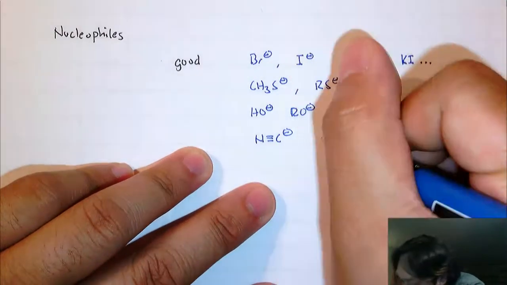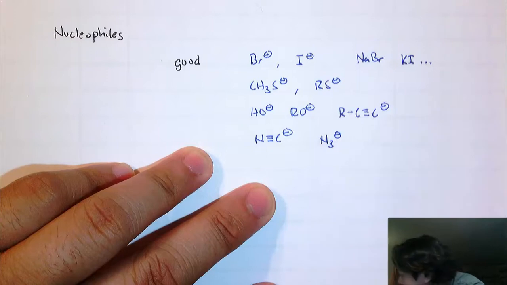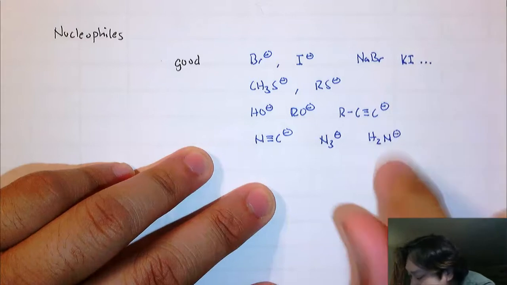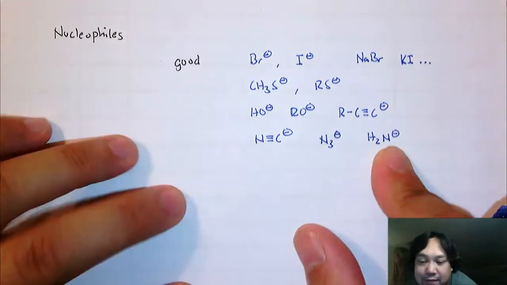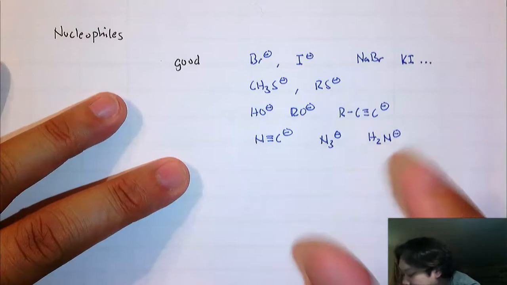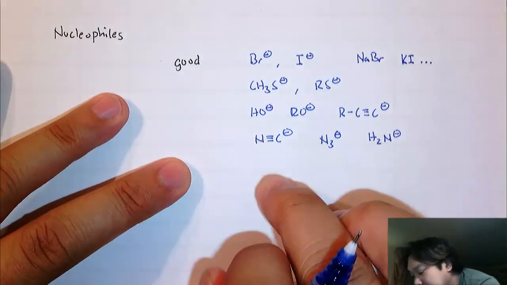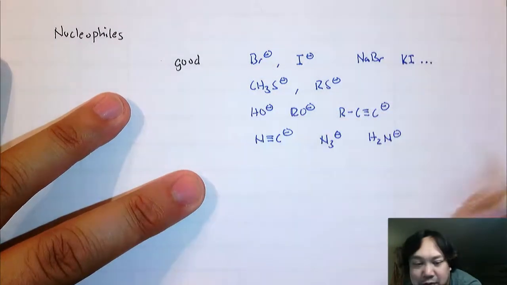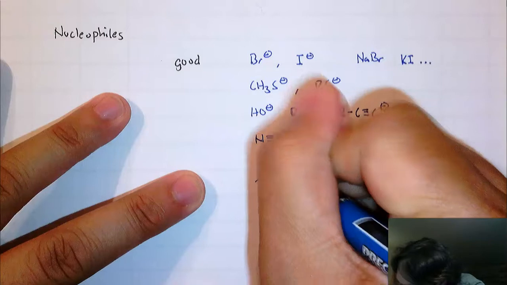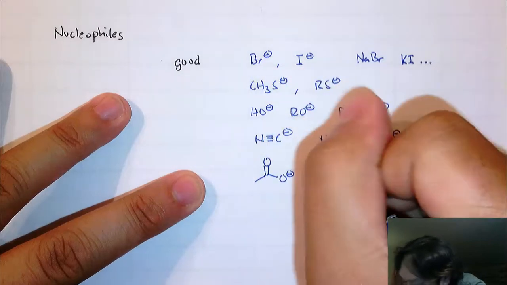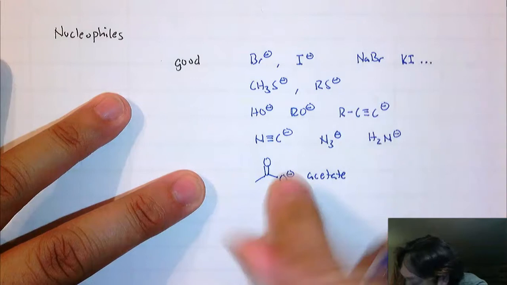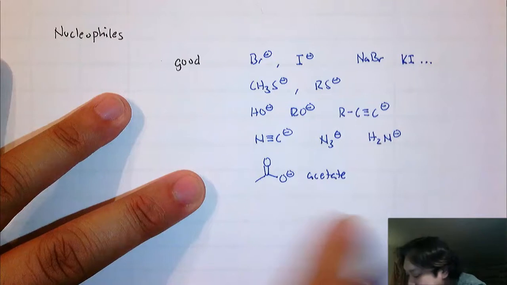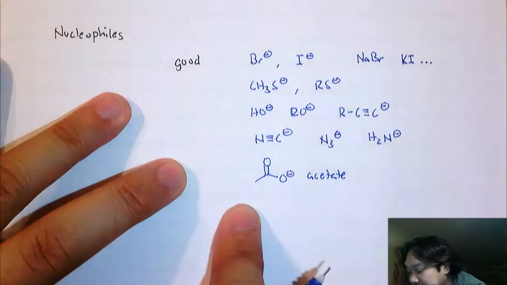What else? Azide. And I don't know if we talked about this in the last video, but this N negative, the anion. Some books are going to list the next two as moderate, but we're fine to keep it as good. I only want two categories. So we saw this. This is called acetate. And actually that's it. Okay, so these are what I consider the good nucleophiles.